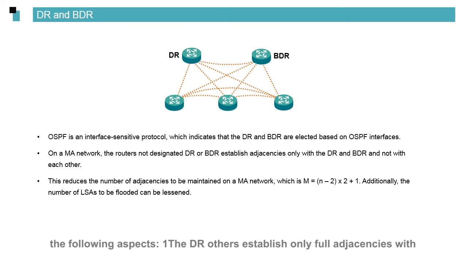1. The DR others establish only full adjacencies with the DR or BDR and cannot establish neighbor relationships with each other. 2. The DR is not preempted. That is, if the OSPF process is started, the DR remains unchanged, even if a router's interface priority is increased. 3. The election of the DR and BDR is also based on interfaces. To be more precise, a router's interface can be elected as the DR.